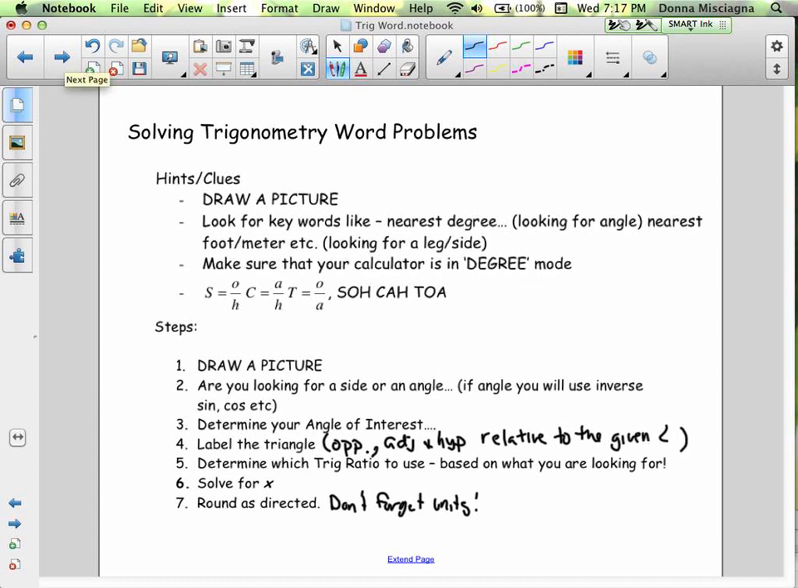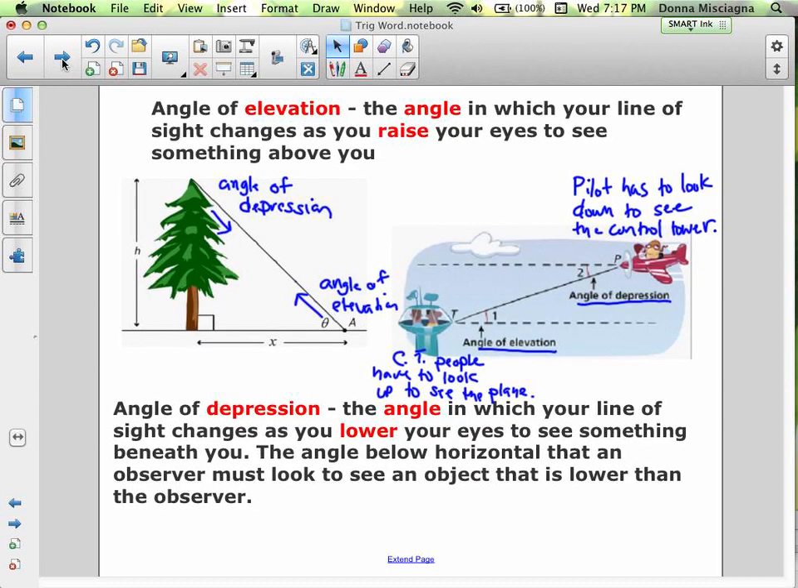Determine which trig ratio you're going to use based on what you're looking for. Right? That's why we labeled the triangle. You'll solve for x or the angle. Round as directed, and don't forget your units. Either it's degrees or it's some linear measurement.